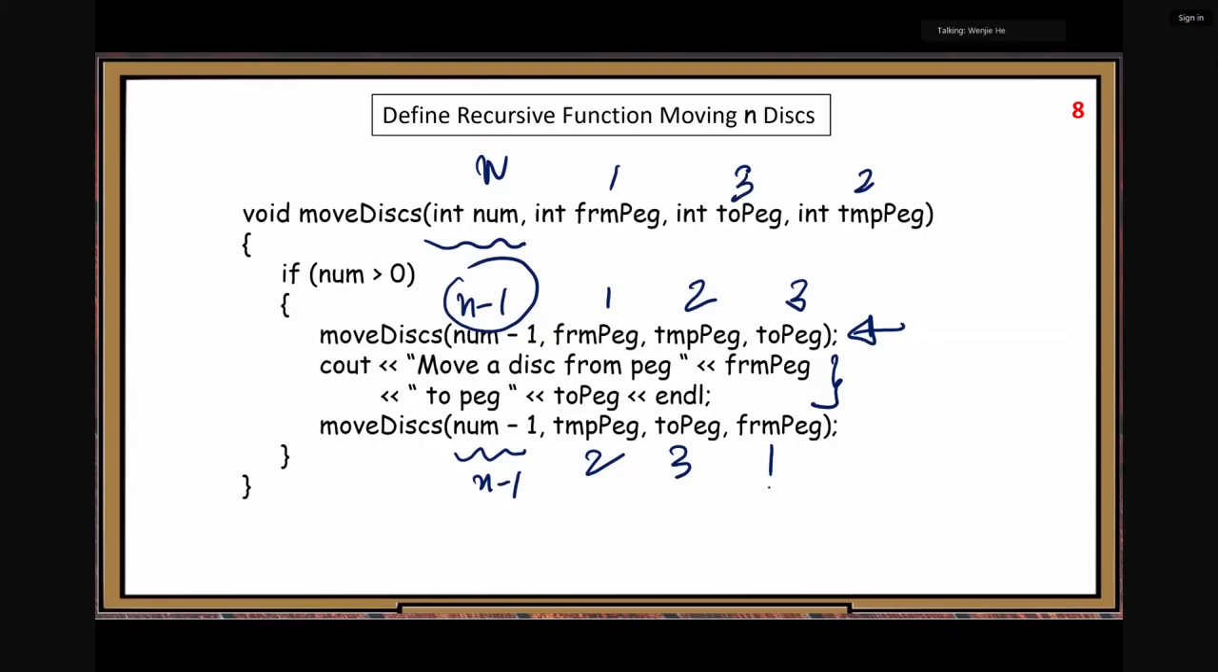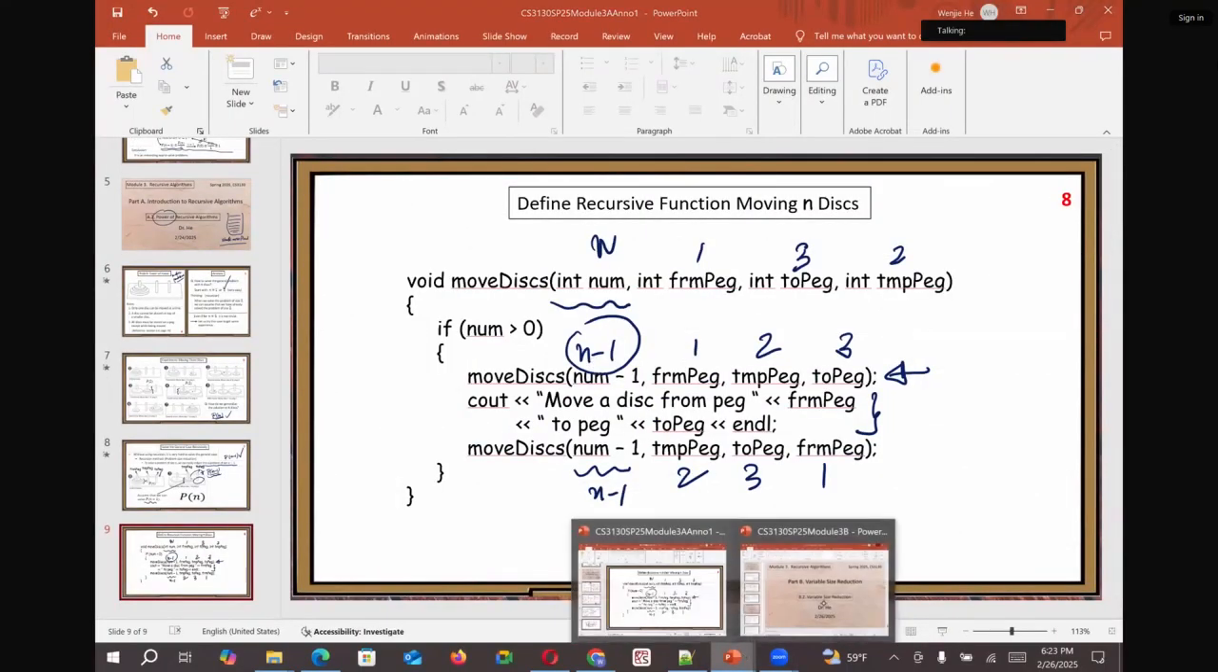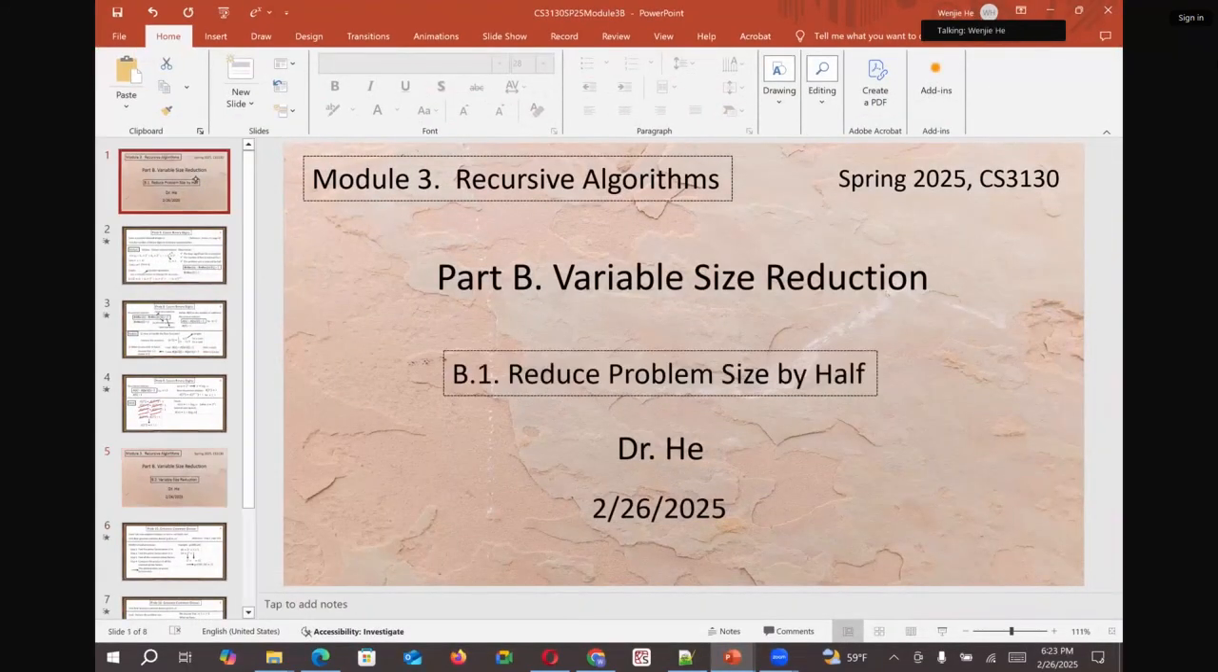All right, so let me switch to part B. Part B, the topic, variable size reduction. Every time we did one size reduction, we reduced the size number by 1. It's a commonly used method, but there are many other different ways. So the title, variable size reduction.